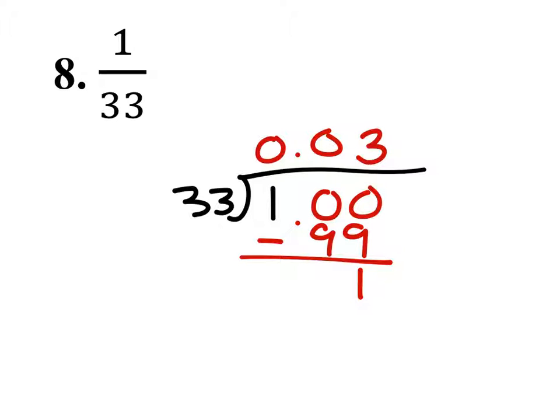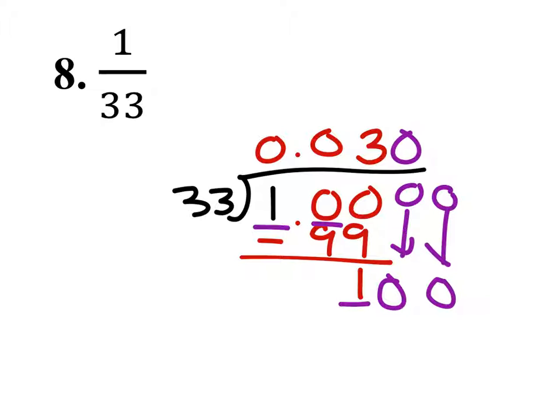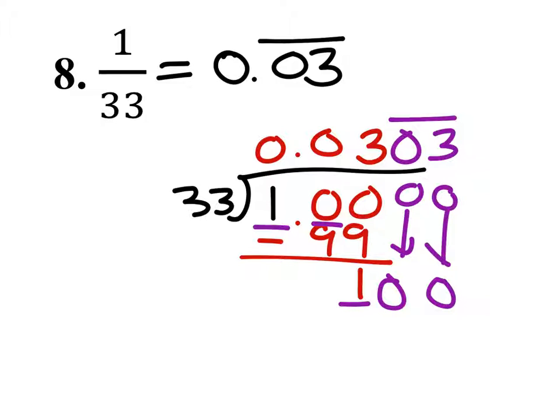And some of you guys know that means that it's going to start repeating, but we've got to be careful with what repeats, right? Because if I drop a 0, it's not going to go into 10 just like it didn't for this 10, right? So it's going to drop another 0, and that's where the 3 will repeat. So it's 0's and 3's that repeat, and our answer is 0.03 repeat.